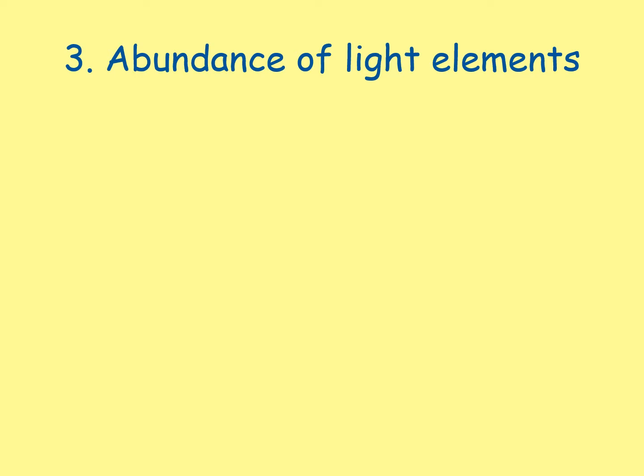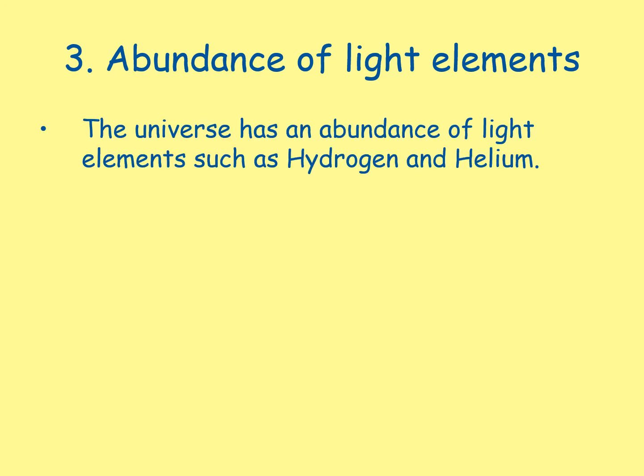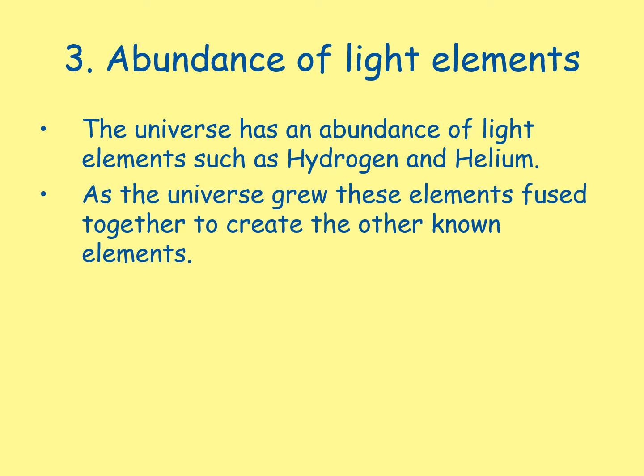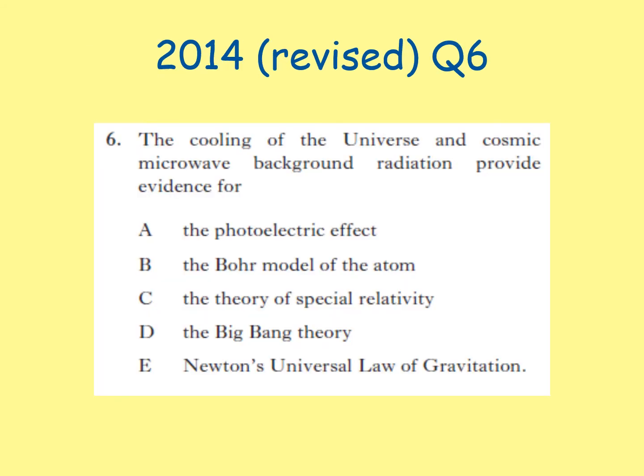3. Abundance of light elements. The universe has an abundance of light elements such as hydrogen and helium. As the universe grew, these elements fused together to create other known elements.